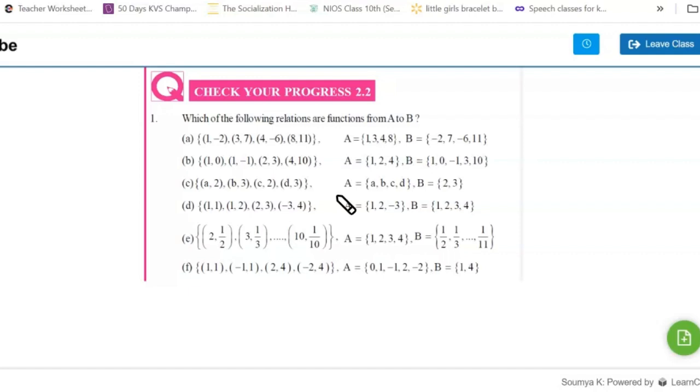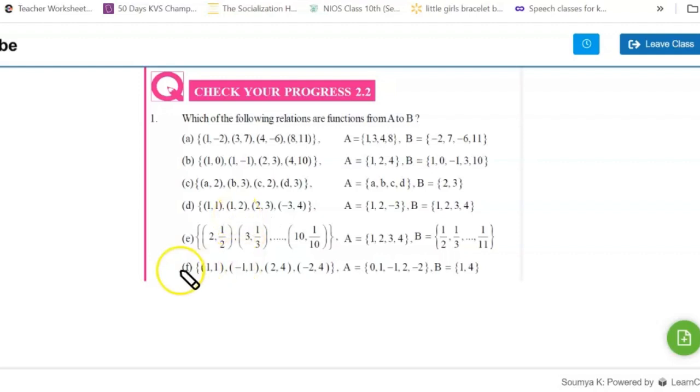Let's begin. In the previous video, we have already seen what is a function. If you want to know the definition of a function, please go and check it out there, the previous video of relations and functions. You can find the videos from the playlist as well.